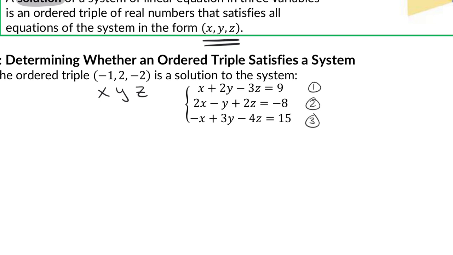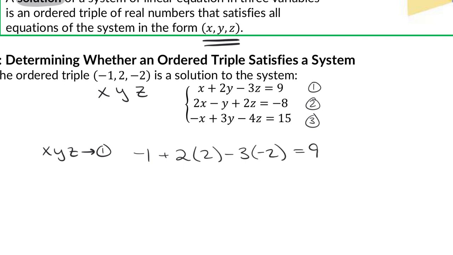So this is going to be equation 1, this is equation 2, and this is equation 3. To check that an ordered triple is a solution, which I highly recommend doing on every test or quiz that you have, when you don't have an answer key showing, you're going to take the x, the y, and the z, and plug it into the first equation. So I would write this as x plus 2 times y minus 3 times z equal to 9. I've just taken the first equation and plugged in the ordered triple, x, y, and z.